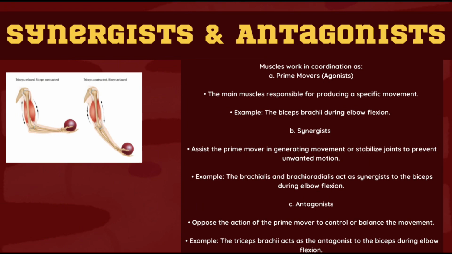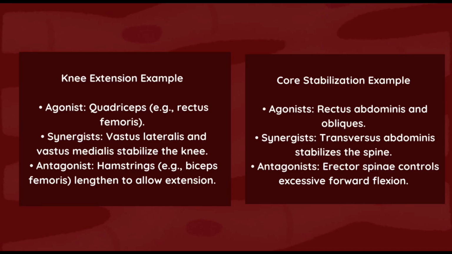C. Antagonists oppose the action of the prime mover to control or balance the movement. Example, the triceps brachii acts as the antagonist to the biceps during elbow flexion. Examples. In knee extension, the agonist is the quadriceps, the rectus femoris. For synergists, you have the vastus lateralis and the vastus medialis, which stabilize the knee. For the antagonist, we have the hamstrings, like the biceps femoris, which lengthen to allow extension.